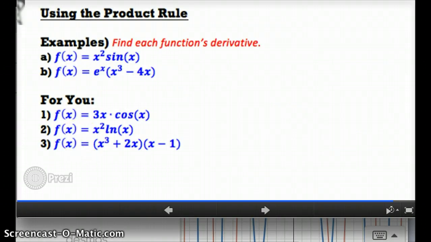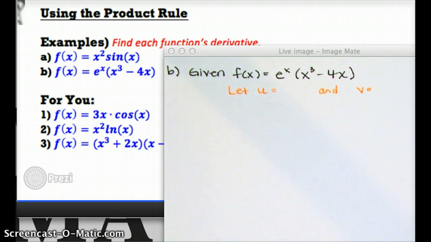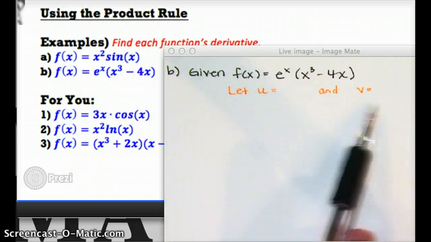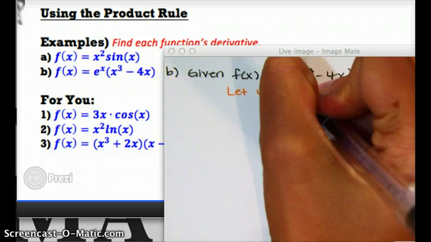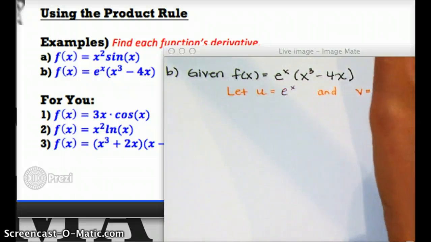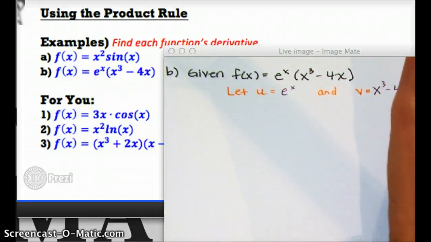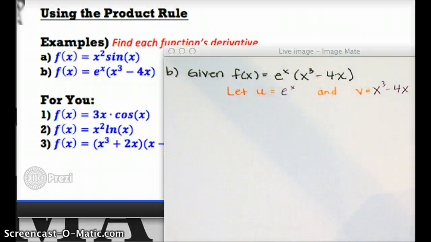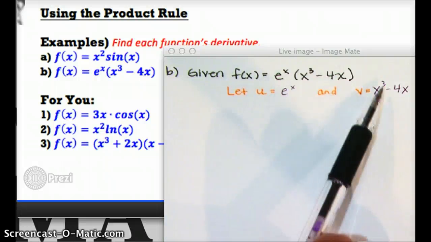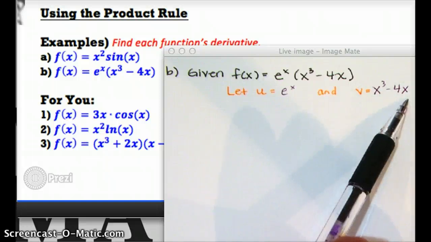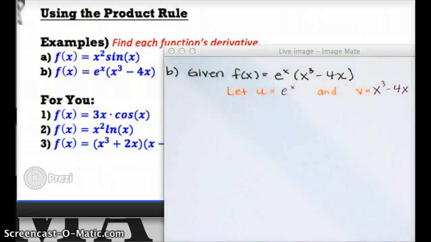Let's do example B. Just like before, we'll start out with the original function, and then we're going to choose what we want u and v to be. I'm going to choose u to be e to the x, and v to be x cubed minus 4x. That's not the only way to start this problem. This is a choice I'm making, a judgment call. Now, the reason I made this choice is because I know that this function is e to the x times x cubed minus 4x, so I think I can use the product rule.